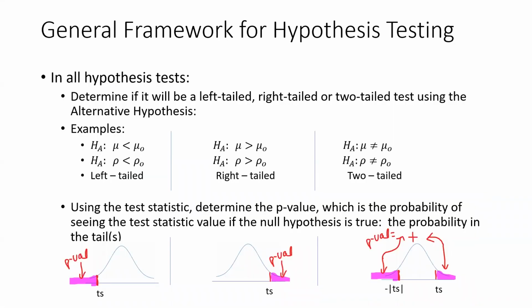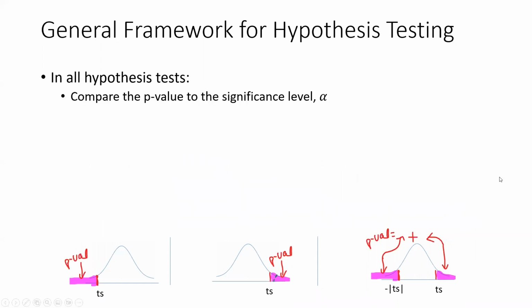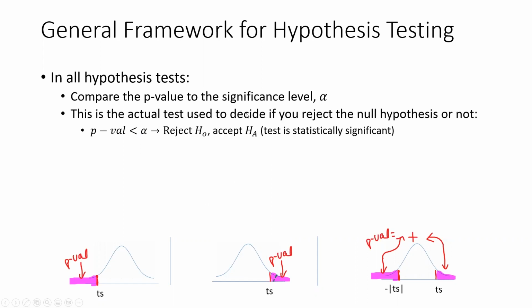The next thing that we're going to do after we get the p-value in every single hypothesis test is compare the p-value to the significance level alpha. So in a sense, the p-value is telling you the probability that you would see what you're seeing if the null is true. And alpha is saying, well, this is the probability that we're willing to be wrong.